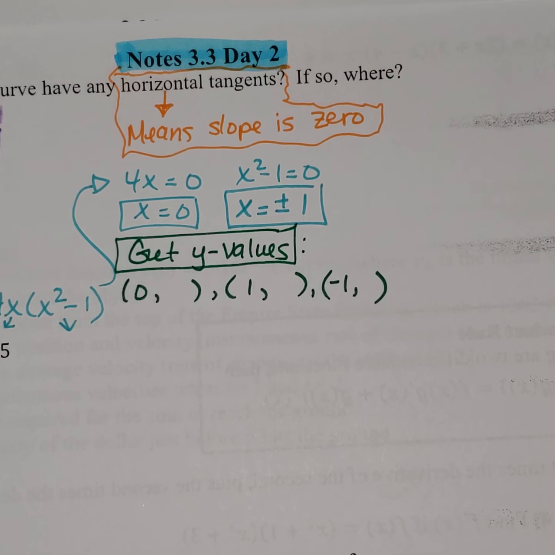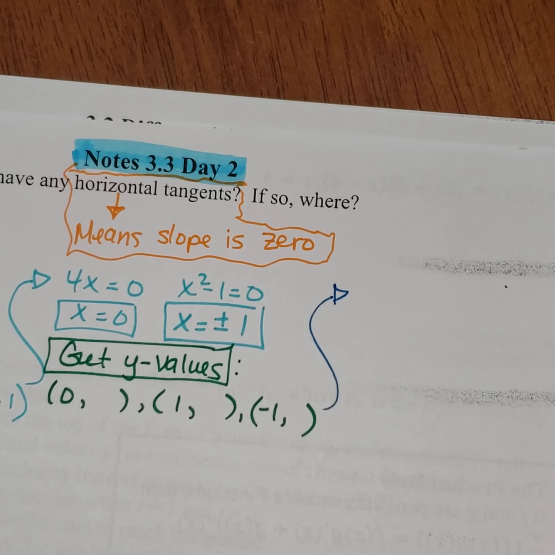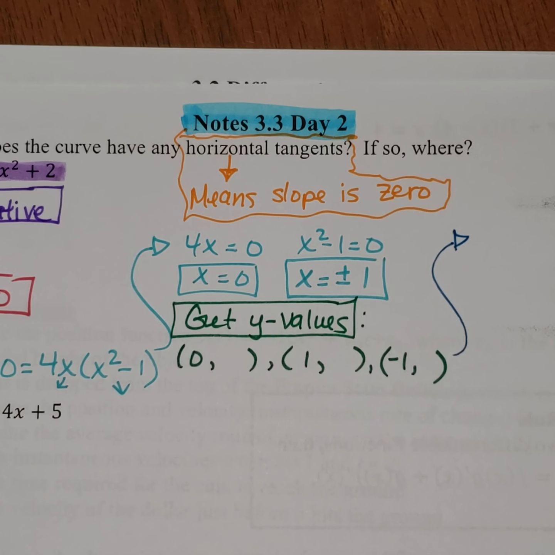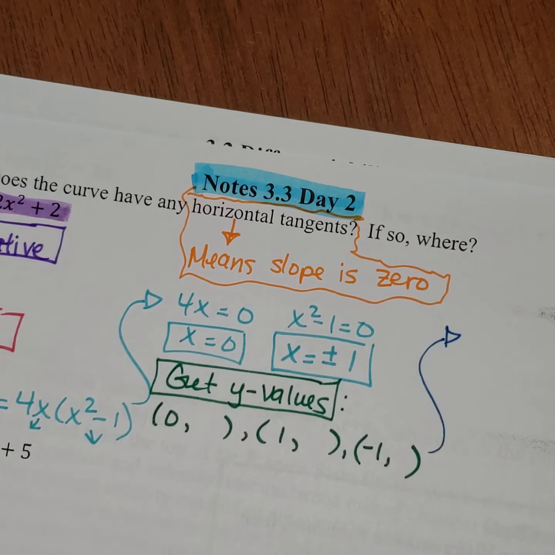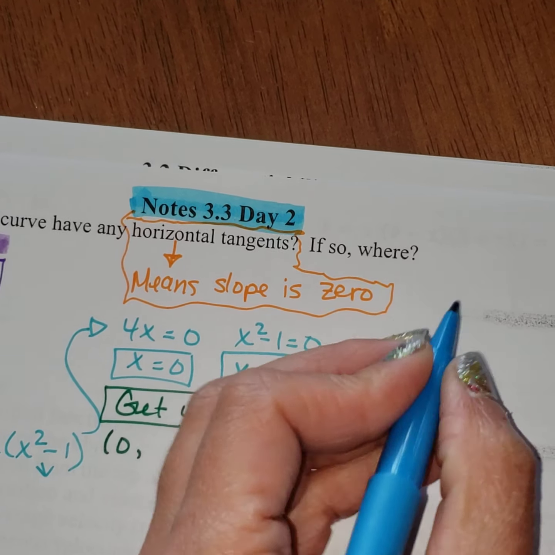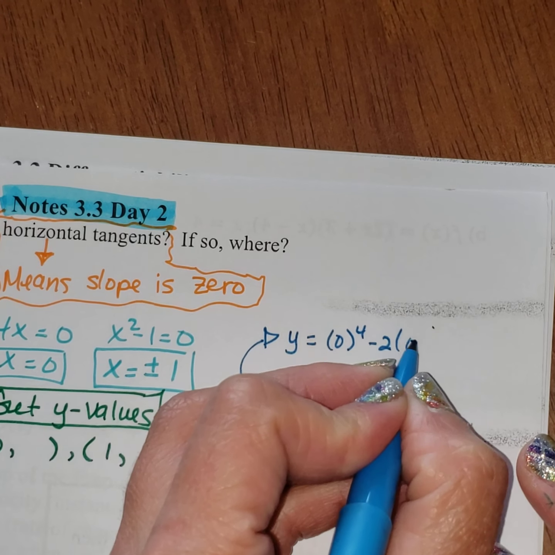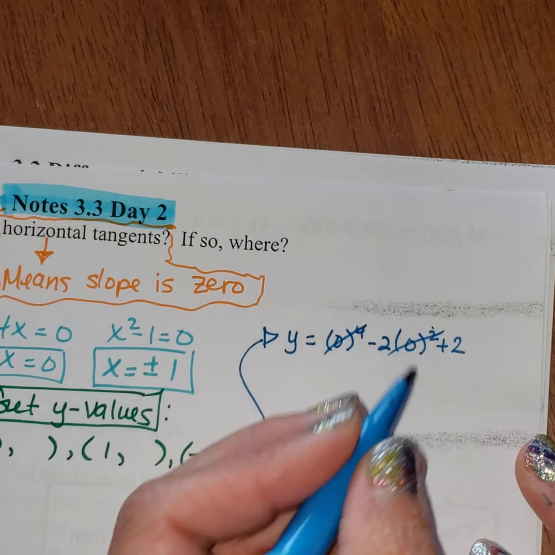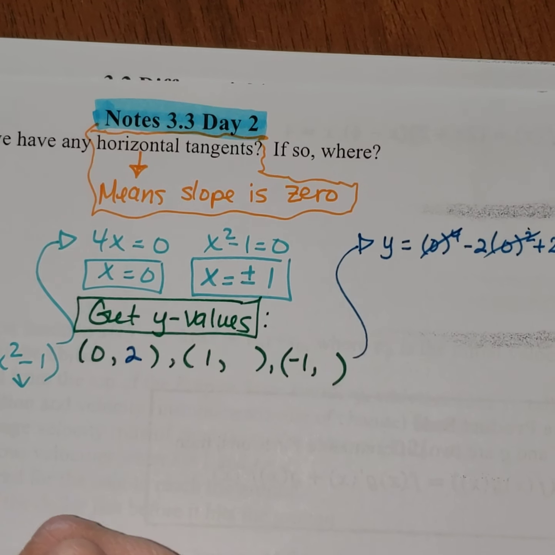Okay, so let's find those 3 y values. So let's take this up here. There's a couple different ways that we could do this. I showed you at the end of the last notes that you could use synthetic division, or we could just plug it in. So let's try plugging it in this time because it's pretty easy. It only has 3 terms here. So let's try y equals, let's plug in a 0 for the x, so 0 to the 4th minus 2 times 0 squared plus 2. Well, 0 is 0, and then all we have left is a 2. So when the x value is 0, the y value is 2.